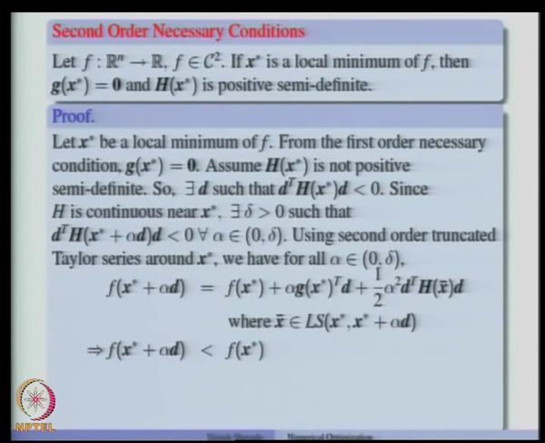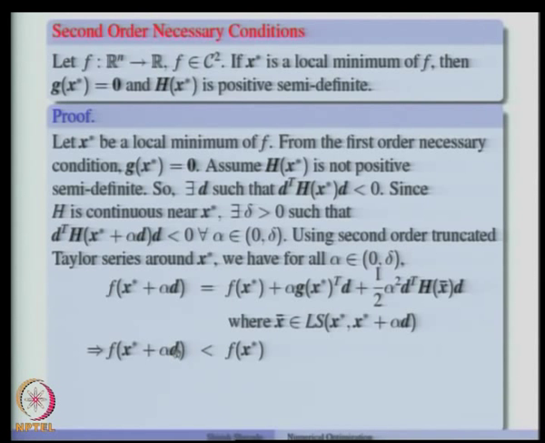Now remember that this quantity is less than 0 because we have taken a point x bar which is on the line segment joining x star and x star plus alpha d, and because of the continuity of h, we have that d transpose h of x star plus alpha d into d is less than 0 for all alpha in the range 0 to delta. So, this quantity is less than 0 and g of x star is 0. Therefore, what we have is f of x star plus alpha d is less than f of x star.